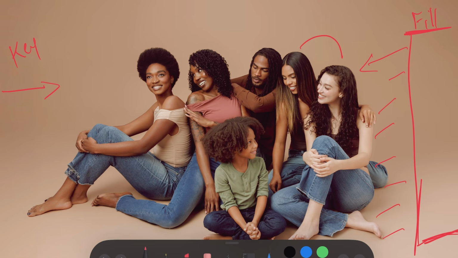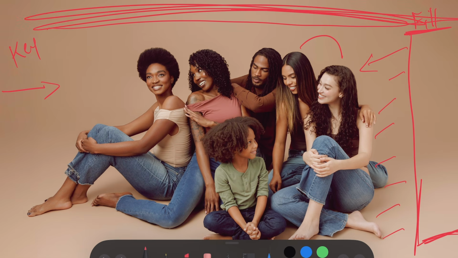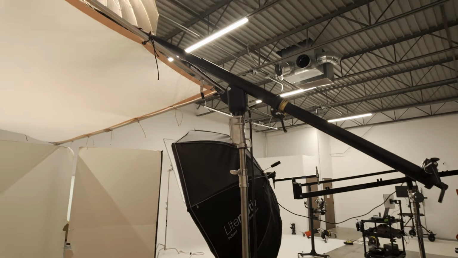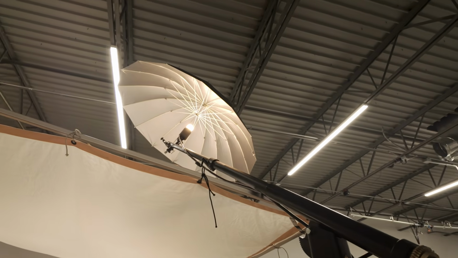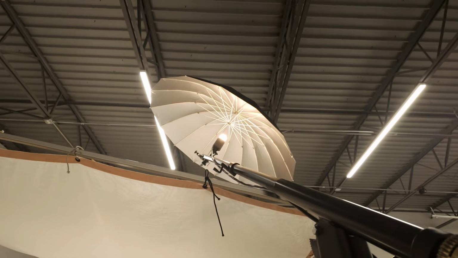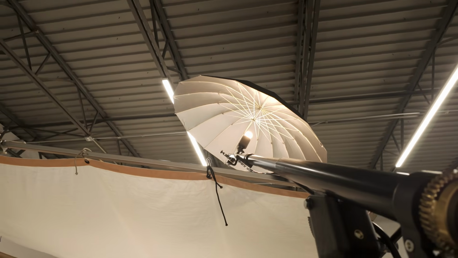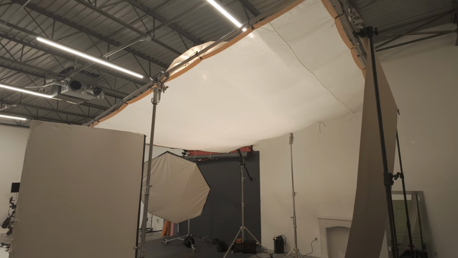So what I did was I flew a scrim that's basically over the top of everybody, and that scrim is kind of doing double duty. What it's doing is creating kind of a flat light that emits onto the background, and then it's also providing light onto the models as well. So I'm using that overhead light, which you can look at right here, and I'm allowing it to basically go through a scrim to create a diffusion of light over the entire set.